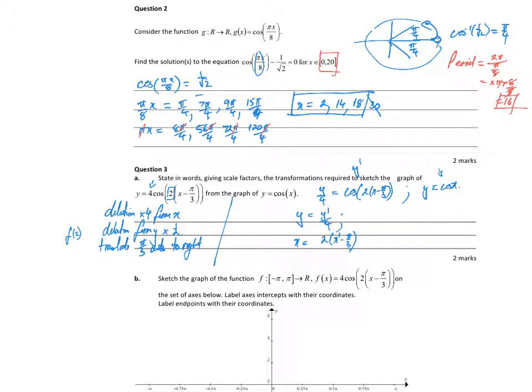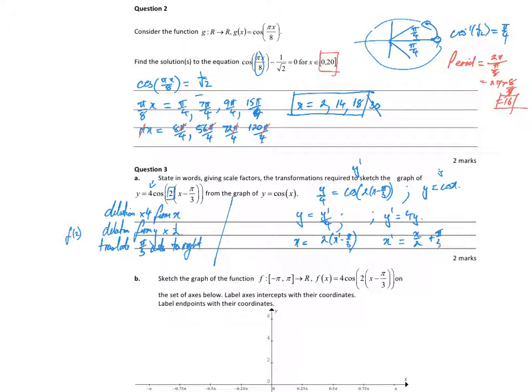So then what we can do is just rearrange. Let's get what y dash is. So y dash is equal to 4y. x dash is equal to, divide by 2, so we're going to get x on 2 plus pi on 3.